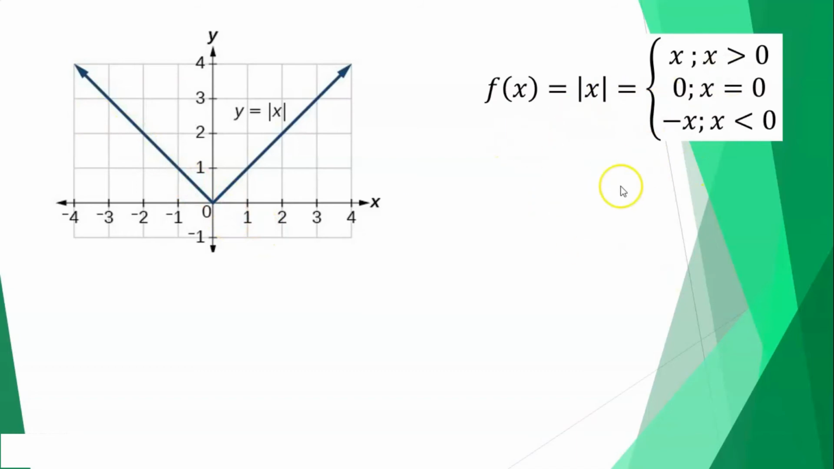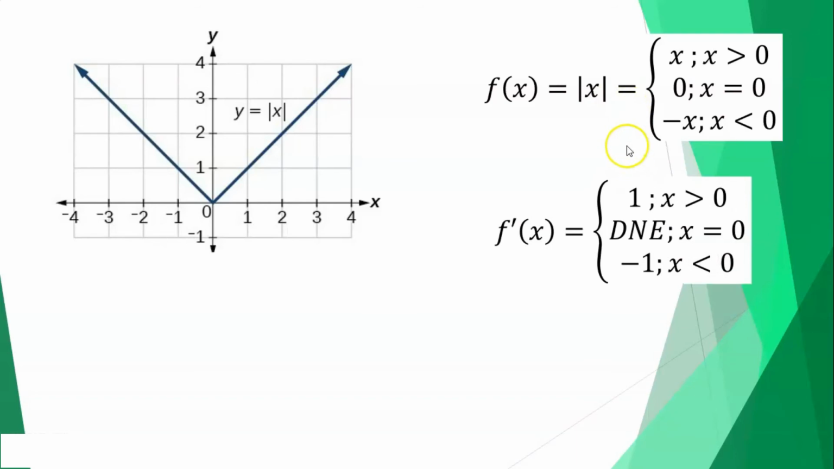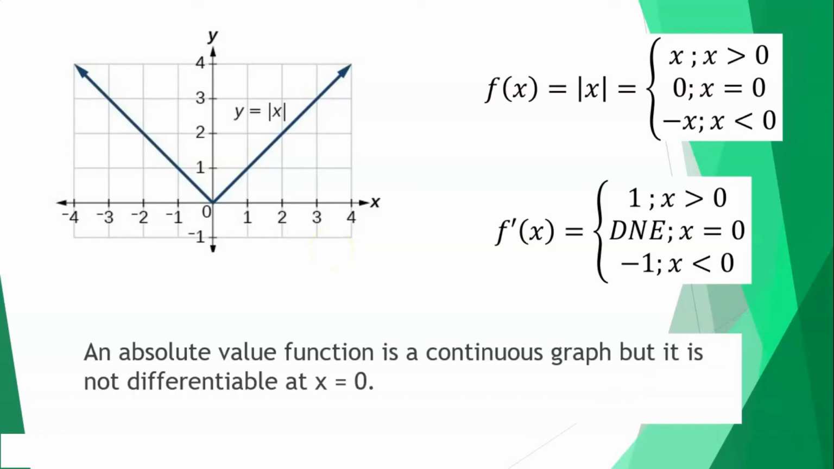So if we get the derivative of this one, take note, the derivative of x is 1. But the derivative of 0 does not exist. And the derivative of negative x is negative 1. So meaning at x equal to 0, the derivative does not exist, or the tangent line does not exist. So an absolute value function is continuous, but it is not differentiable at x equals 0.